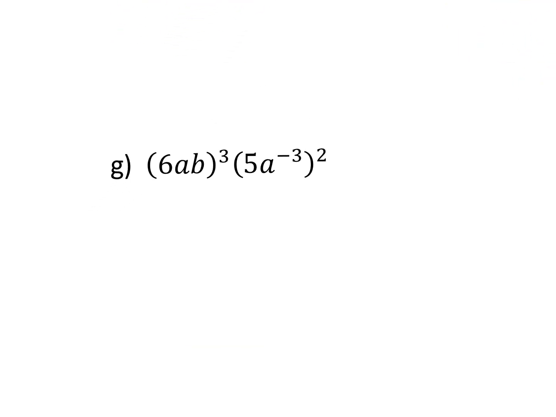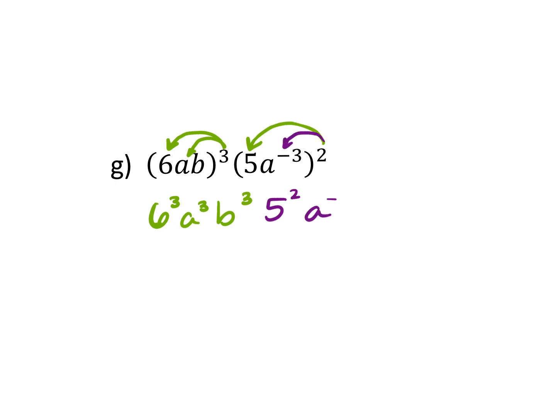It is tempting right now, maybe not, to go 6 times 5, but you can't. Why can't you multiply 6 and 5 right now? Because PEMDAS says exponents come before multiplication, right? You would go 6, here, let's just start here. 6 to the 3rd, okay? A to the 3rd, B to the 3rd, times what? 5 squared, A to the -6th. Okay, so you're here.